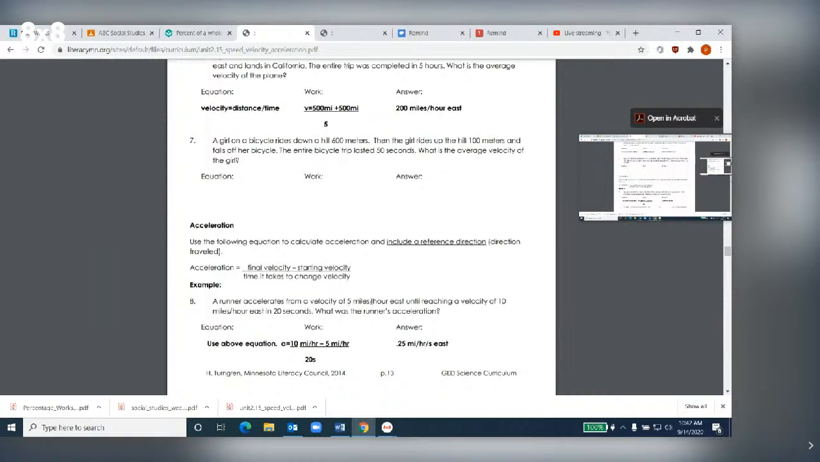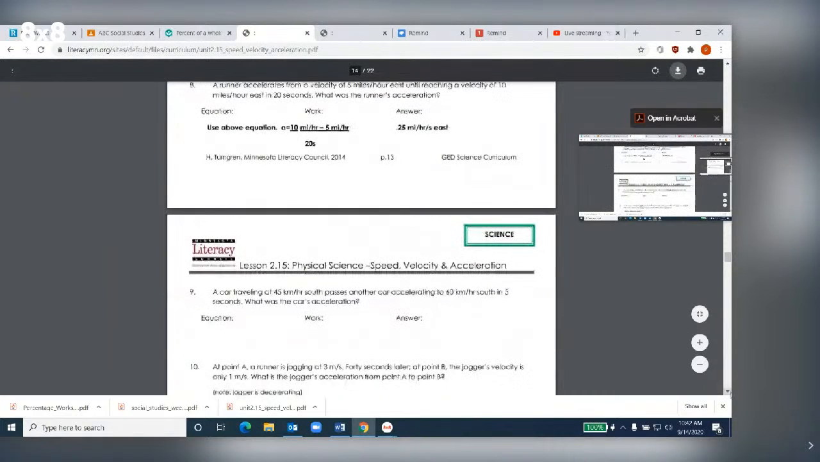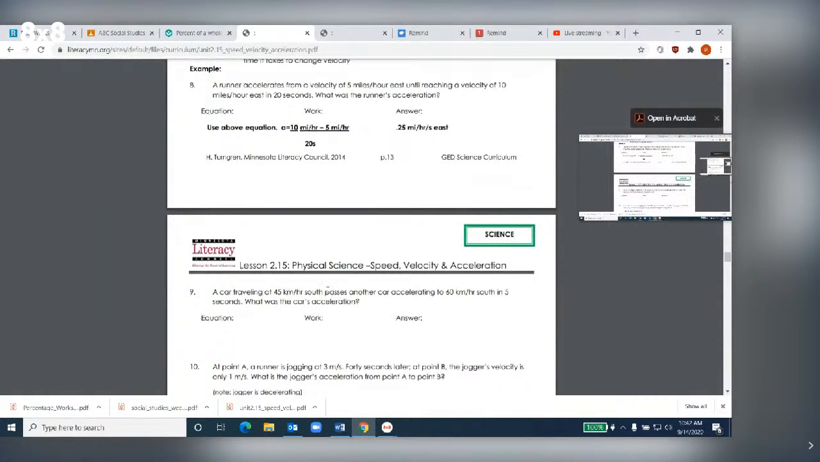Okay, so it's final velocity minus starting velocity. So you're always going to get a starting velocity and then a final velocity. And you're going to subtract those and put them over the time. In this case, it was 20 seconds. Okay, this one is 45 is starting, then it goes to 60, and it was in 5 seconds. So you're going to do 60 minus 45 is 15 divided by 5 seconds. So you're going to put 15 over 5.